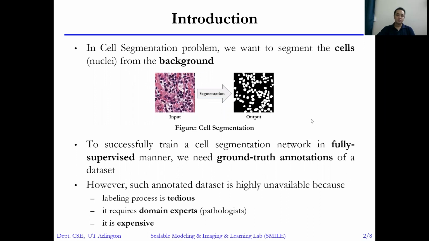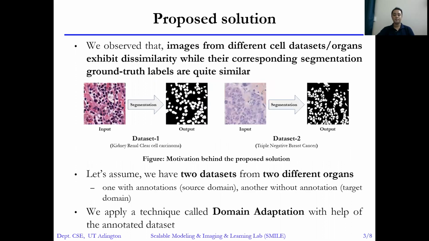So what is cell segmentation? In the cell segmentation problem, we want to segment the cells from their background. If we want to train a cell segmentation network in a fully supervised manner, then we need the ground truth annotations of a dataset. But this kind of annotated dataset is highly unavailable because of the tedious labeling process, and it requires domain experts and it's expensive. So what is the solution?